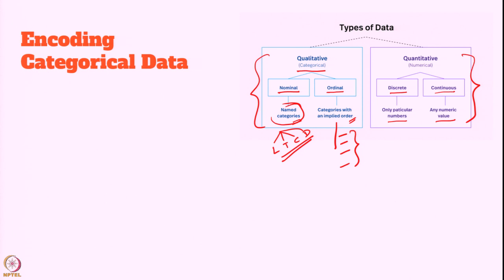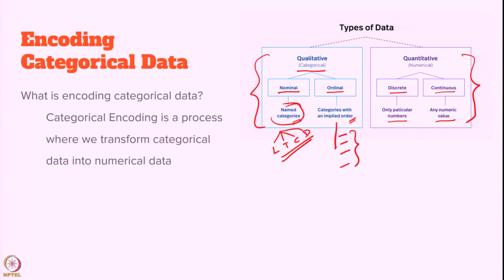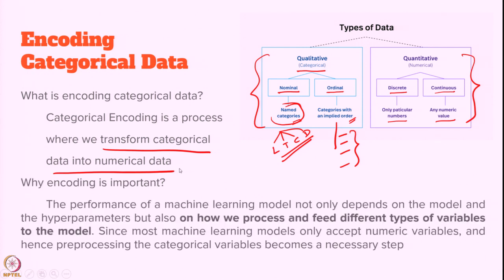Now how to convert the given data into a numerical format so that the method uses it to perform some processing? This type of conversion is called encoding categorical data. Categorical encoding is a process where we transform the categorical data into numerical data. Now, why is it important? The performance of a machine learning model not only depends on the model and the hyperparameters, but also on how we process and feed different types of variables to the model. Since most machine learning methods only accept numerical variables, pre-processing the categorical variable becomes a very necessary step. This is the main reason why we do the encoding.